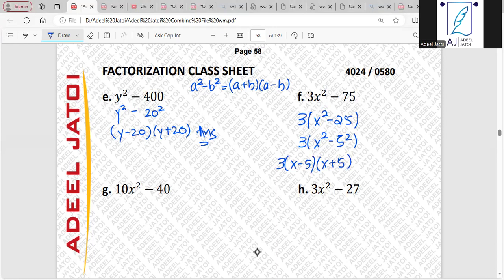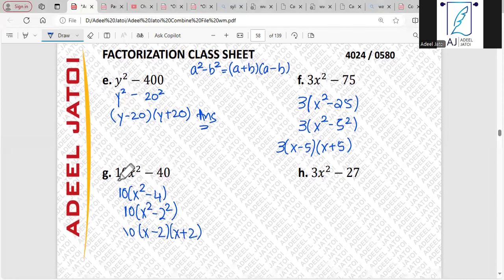Then what do we have? Part G. Since there's no square number here, we take a common factor. 10 is common here, x square minus 4. So this becomes 10 times x square minus 2 square, which becomes 10 times x minus 2 and x plus 2. Part H, 3 is common. You're left with x square minus 9, 3 times x square minus 3 square, which is 3 times x minus 3 and x plus 3.